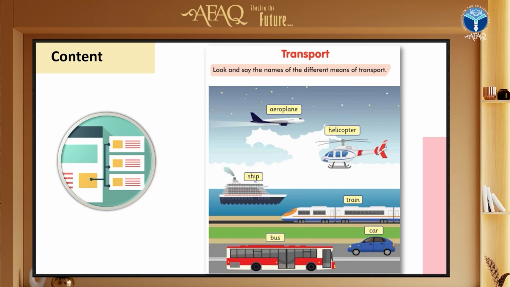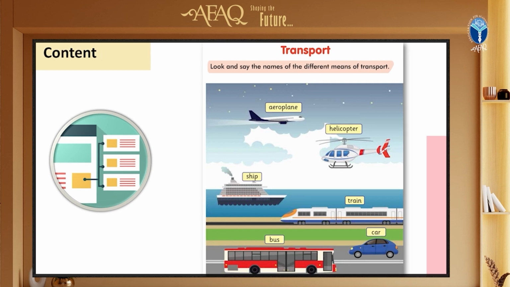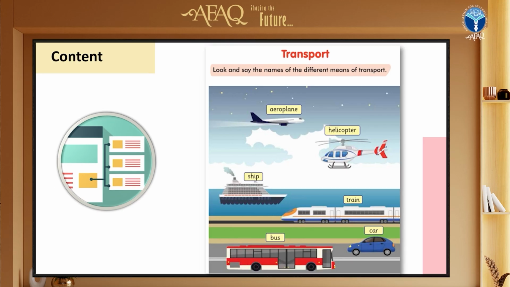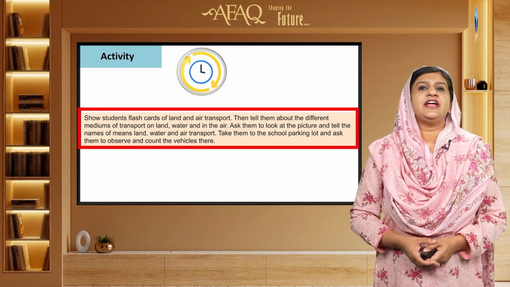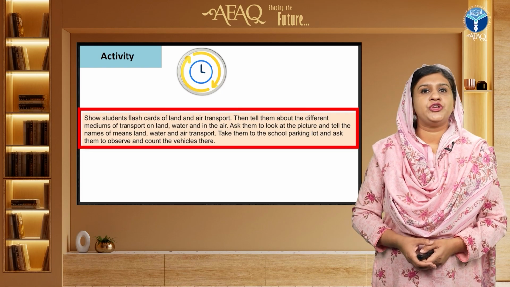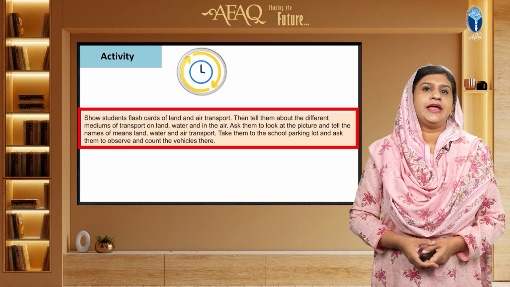And as you know, my dear kids, there is some transport which we use in the sea or in the water as well. These are the ships and boats. So in these three different places, we have different types of transportation. Dear teachers, tell the students that we have three different types of transportation in land, water and air.